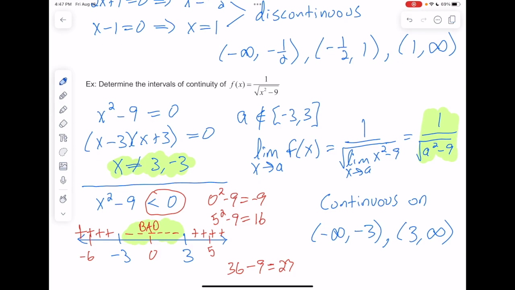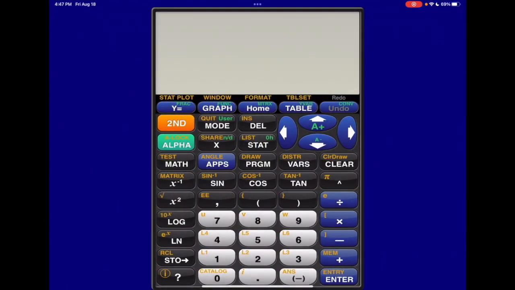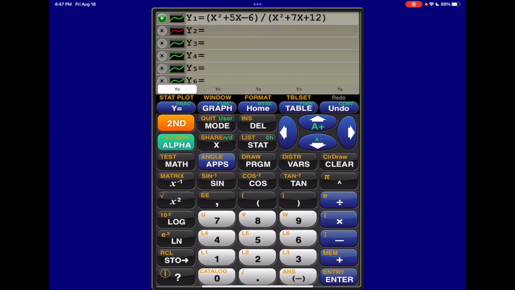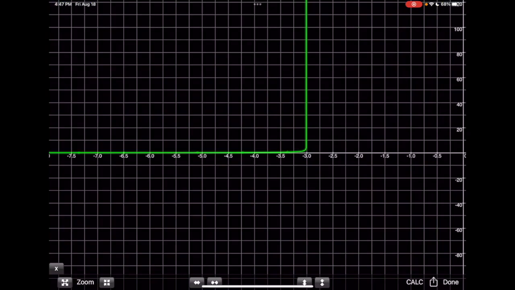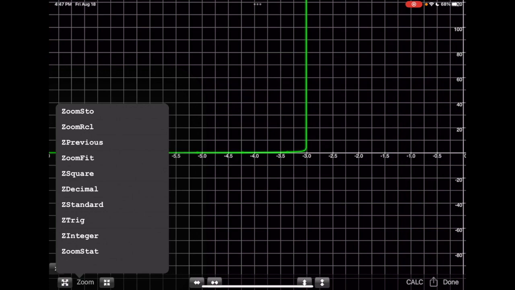Probably worth a look on the graphing calculator real quick. So let's jump over there. Let's clear out this old function. Let's enter this one in. So we have 1 divided by the square root of x squared minus 9. And let's just take a look at the graph. Let's do zoom standard.